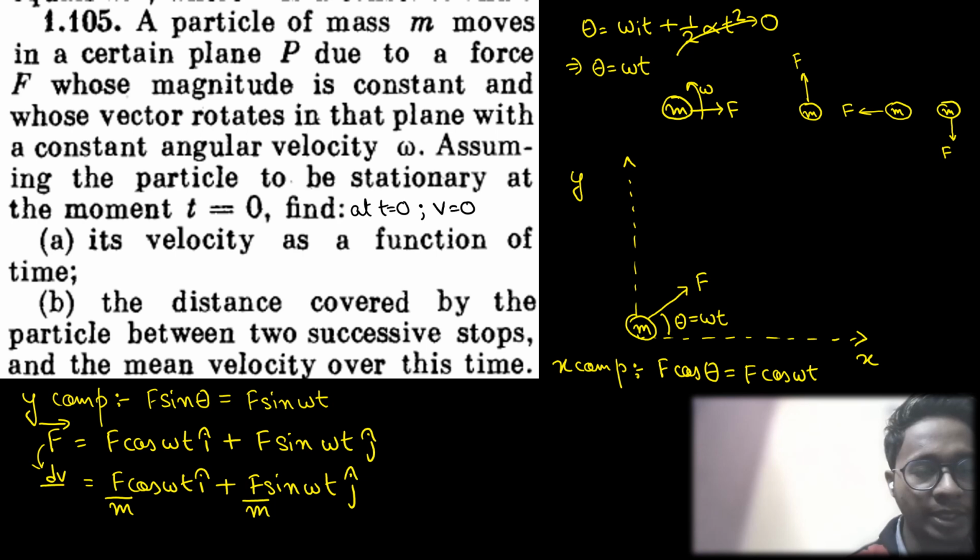dv by dt. Now can I send the dt to the right hand side? Of course I can. I can do it separately also: the x component of velocity, and the y component of velocity. For the x component you just take this part, for the y component you just take this part. You can do it separately or together, just maintain the vector quantities.